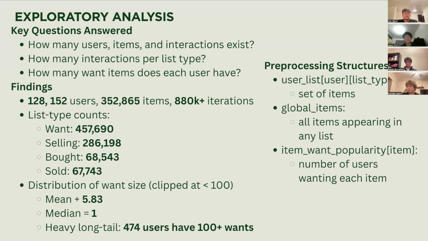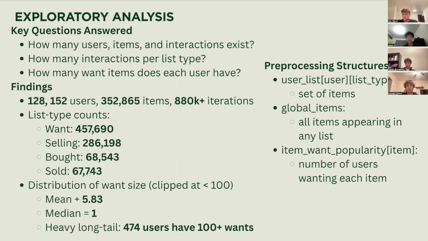Next, when we look at the distribution of want list sizes, again clipped at 100 for visualization, we see a mean around 5.8, but a median of 1. That gap highlights the skew we saw earlier. And something worth noting, 474 users have over 100 want items, which makes them super active users who can strongly influence model training.